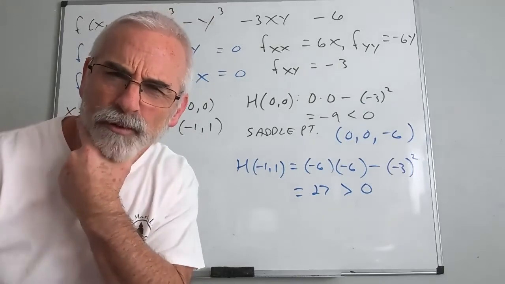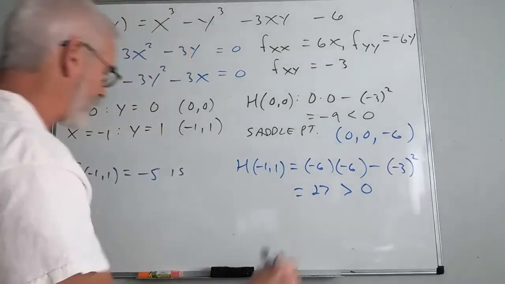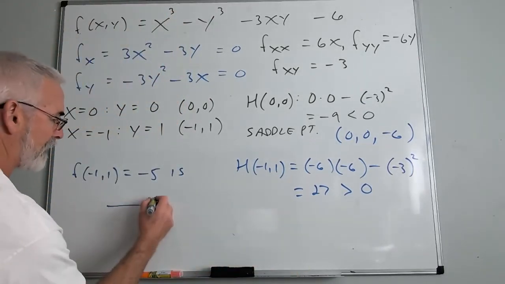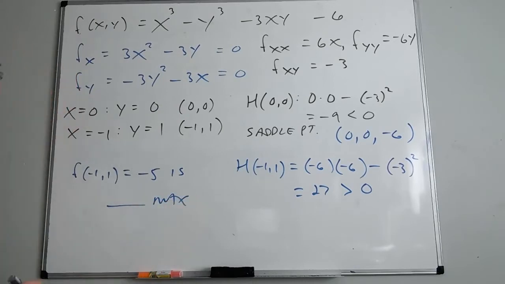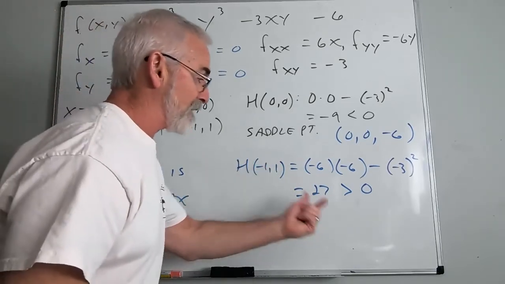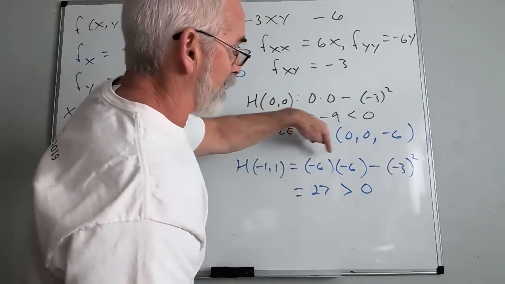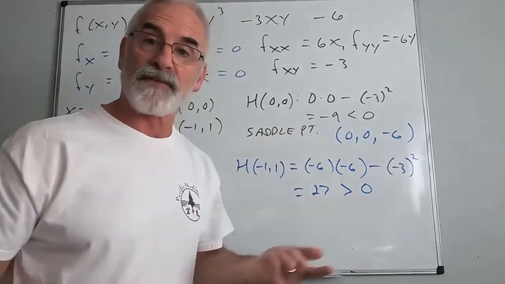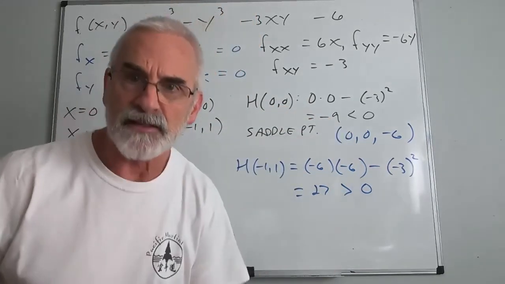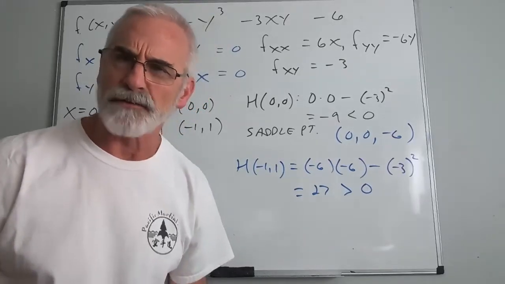Is it local or absolute? In Calc 1, I always do this. It's a blank max. It's definitely a maximum because my Hessian was positive and both of these were negative. So I was concave down from every point of view. Is it local or is it absolute? Well, I don't need calculus for that.